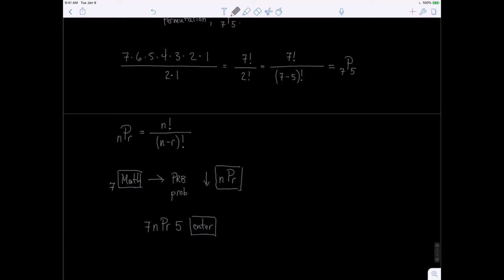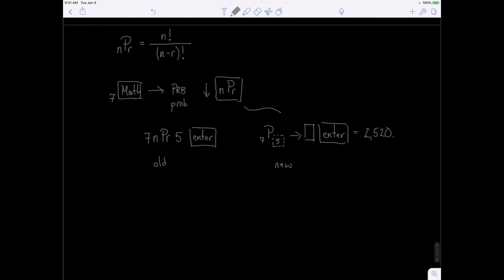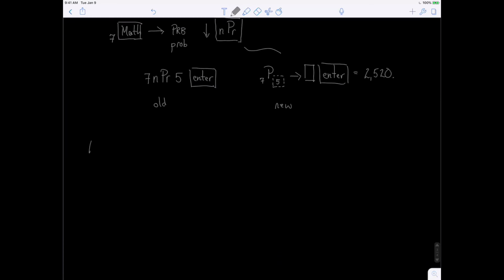If you have a newer calculator, when you press the nPr, the 7 will become a subscript. It'll have a big capital P and a little block down here, and you put the 5 in, then you arrow out of it, and now your cursor will be up above like you would expect, and then press enter. If you've done these correctly, you'll find both ways you come up with the answer of 2,520.